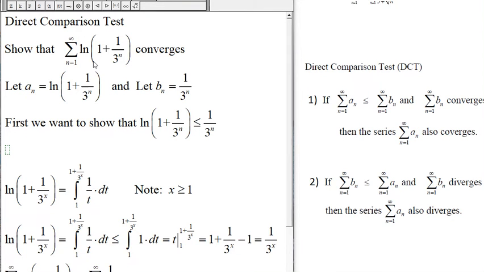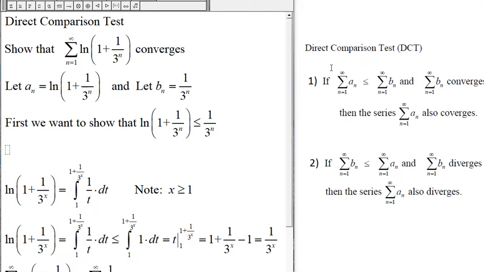Here we have the series ln of 1 plus 1 divided by 3 to the n, and we want to show that this series converges. So we want to use the direct comparison test. To use the direct comparison test, we have to come up with a series B sub n, and then we have to show two things: series A sub n is less than or equal to series B sub n, and the series B sub n converges. And we know that in general, ln of n is less than n.